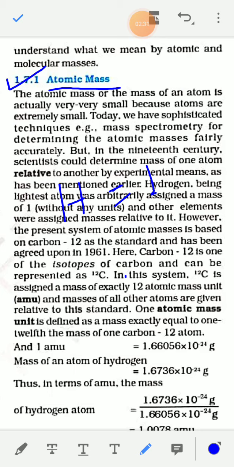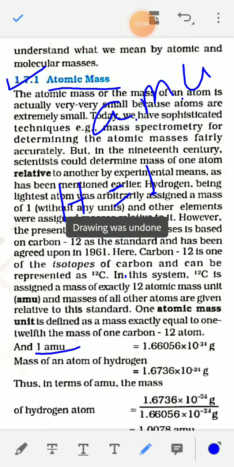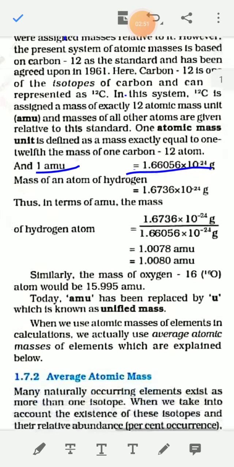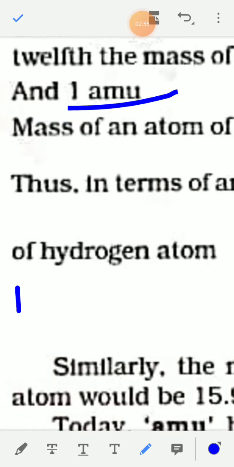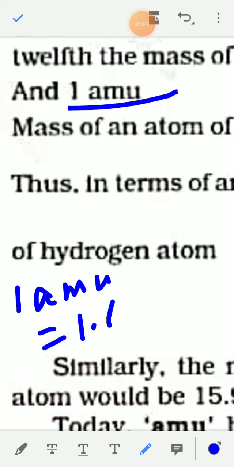One more thing, atomic mass is expressed in the AMU unit. AMU, that is atomic mass unit, and 1 AMU is equal to 1.66 into 10 to the power minus 24 gram. You have to remember this one.